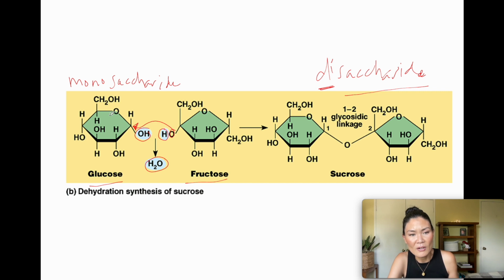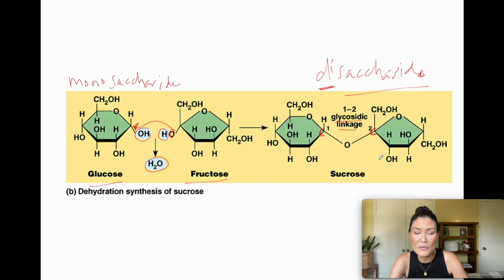So that carbon on the glucose molecule, carbon number 1, is going to form a covalent bond with this oxygen, which is connected to this carbon on the fructose molecule, carbon number 2. So we call this a 1,2 glycosidic linkage. Glycosidic refers to sugars, so it's a covalent bond that links two monosaccharides, two single sugars, together. When two single sugars come together, they're called glycosidic bonds or glycosidic linkages.